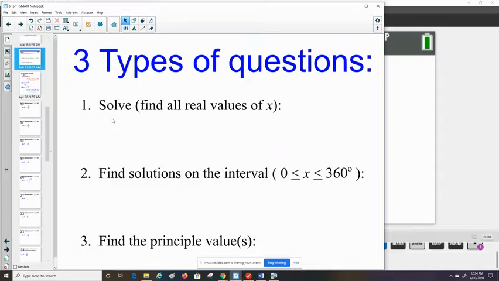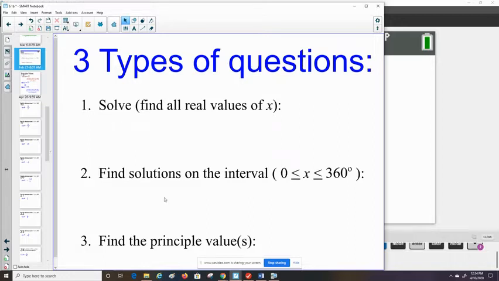They may say solve, finding all the real values. They may say find some of the values on a restricted interval. That's actually the ones that we'll be doing the most of. Or every once in a while, you'll see something that asks for the principal values.